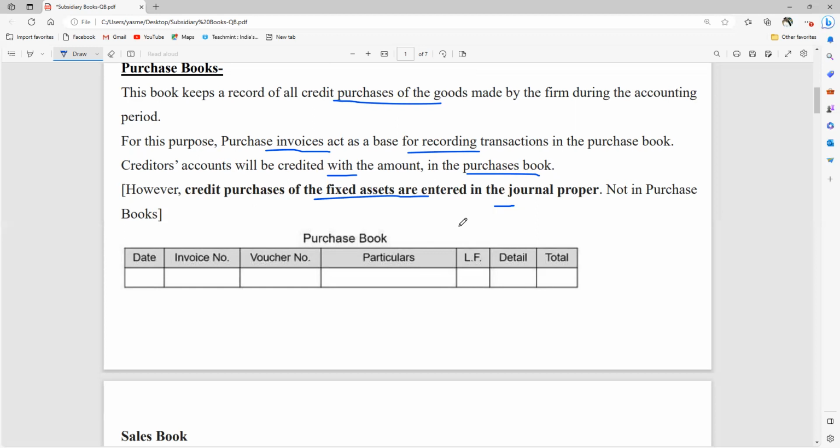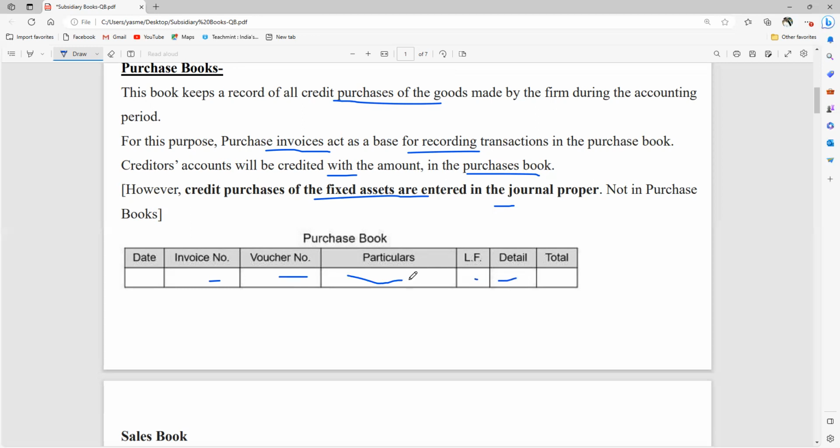But if they say purchase goods from Nitin rupees 10,000, then we will understand this is a credit transaction and we have to record the entry here: Nitin's account rupees 10,000. Okay, date, invoice number, voucher number if it is there, ledger folio number, any detail.